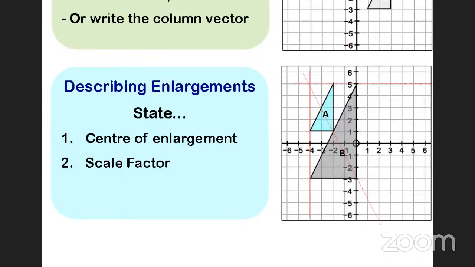You can just count the length here. 2 blocks. How many blocks here? 4. So it's 4 divided by 2. So that's a scale factor of 2. Is that okay? Nice. Scale factor of 2.